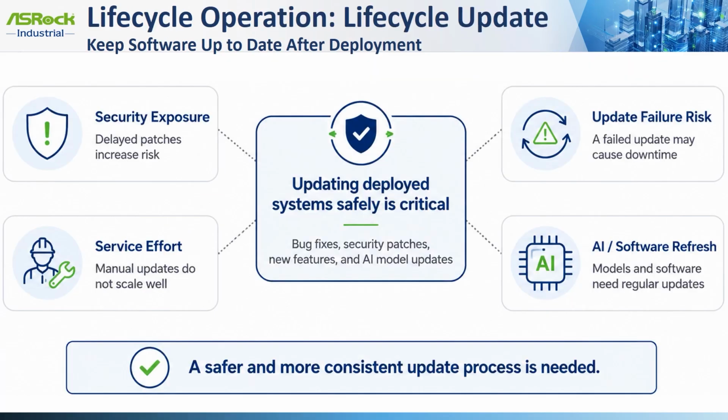After daily operation, the next challenge is software maintenance. Edge devices may need bug fixes, security updates, new features, or AI model updates. When systems are deployed across many locations, manual updates become slow and difficult to manage. They can also create version differences across devices at different sites. So we need a safer and more consistent way to maintain software after deployment. This is where our OTA service becomes important.